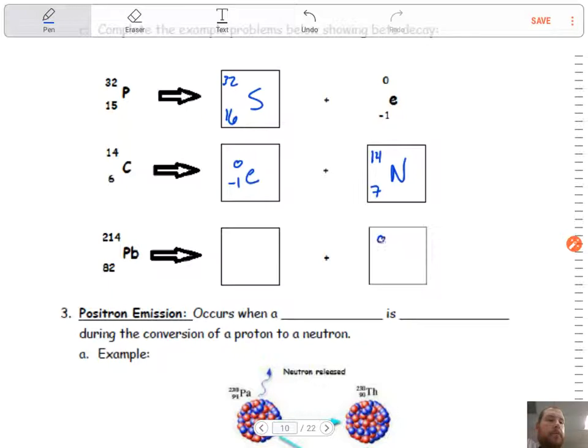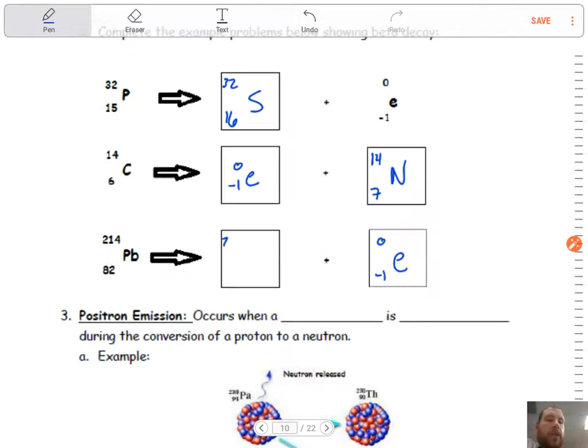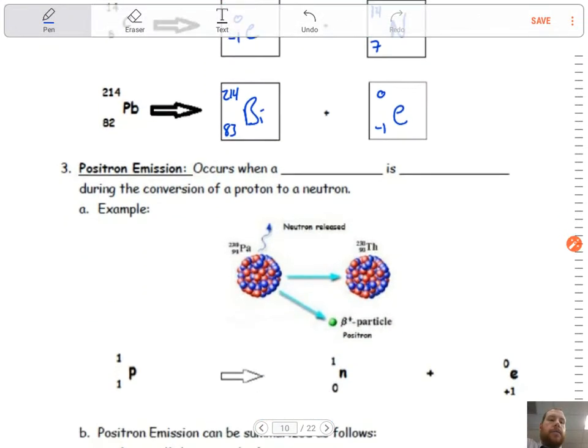Down here, put my beta. Again, it doesn't matter where my beta particle goes, so that's why I'm moving it around, just to drive that home. It doesn't matter which order you put them in. So 214 is my mass. That's an easy one. 82 minus -1 is going to give me 83, and when we look it up, that is bismuth. Pretty straightforward. Again, you don't need to memorize it because Table O has these symbols for you.